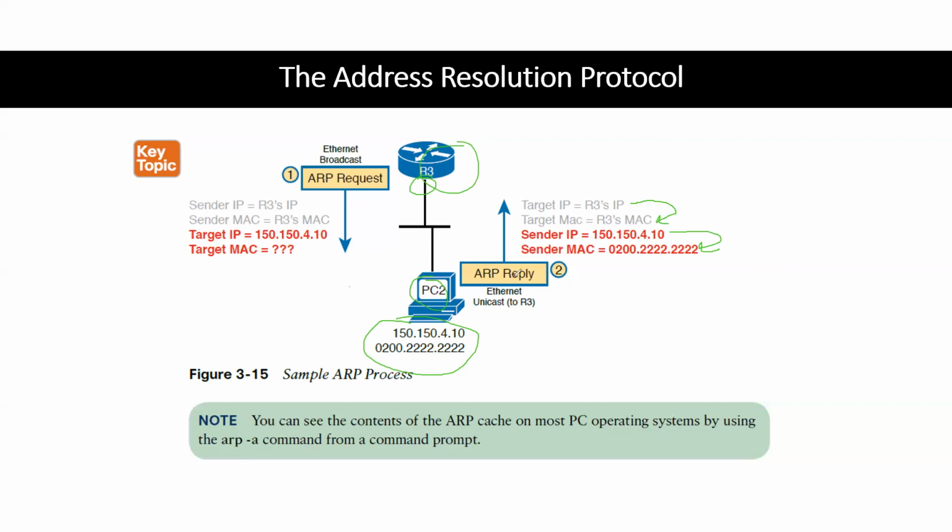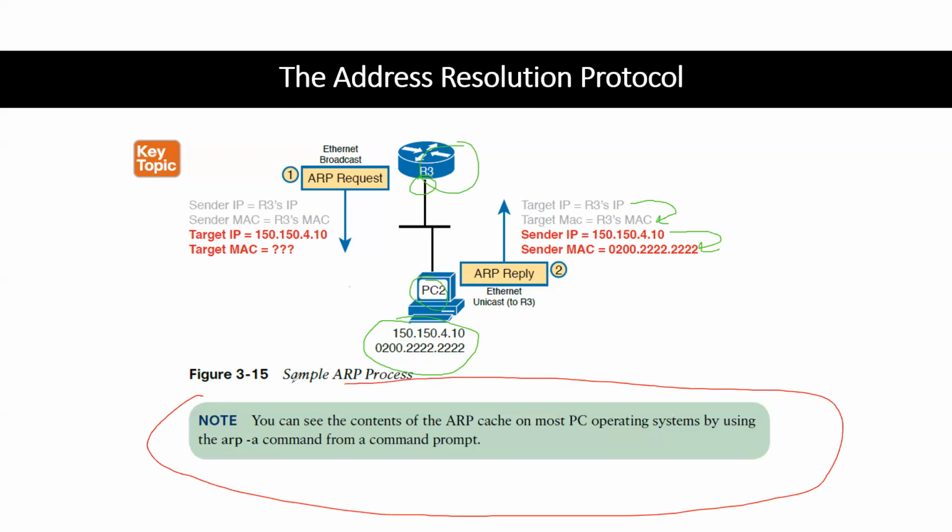And as you guys can see in that diagram, if we look at this note section, you can try it on your own PC. Pull up a command prompt. This is based on Windows. You can type in arp -a. You can actually see an ARP table on your Windows PC, see all the mappings.